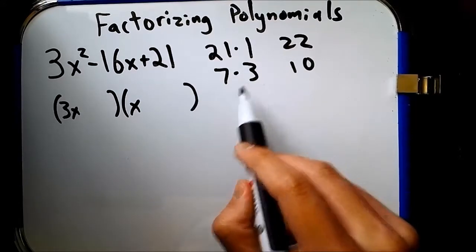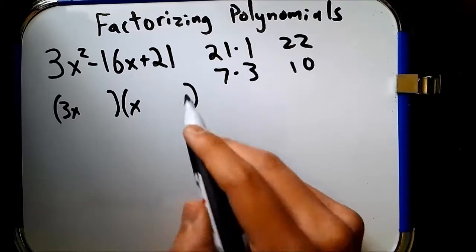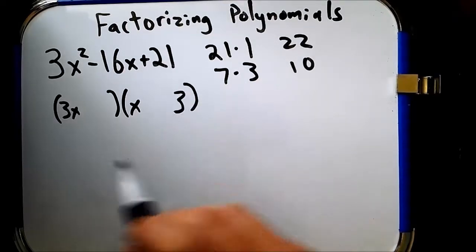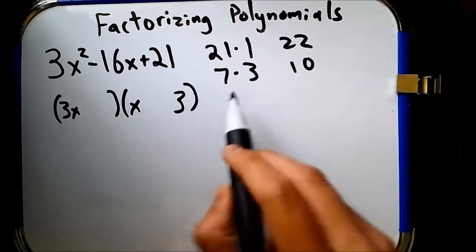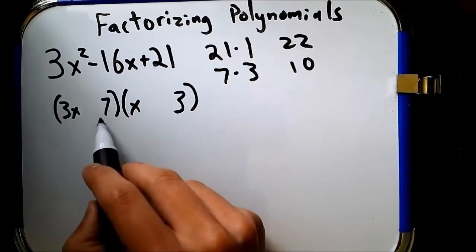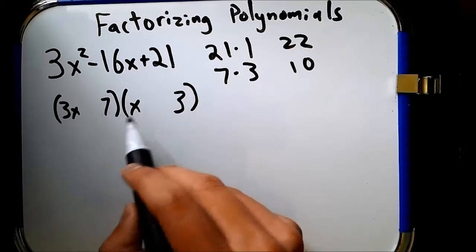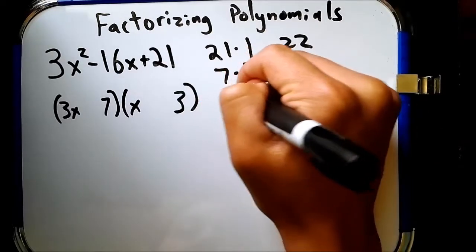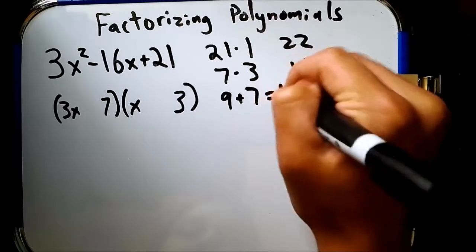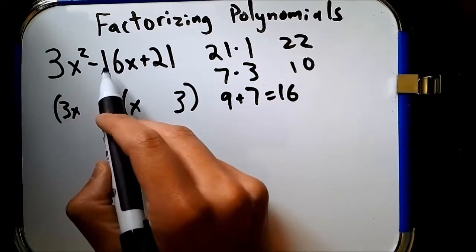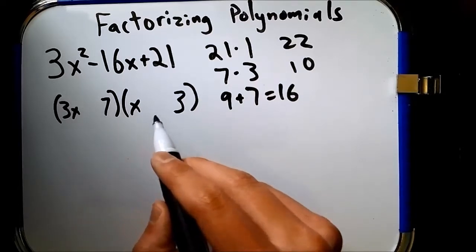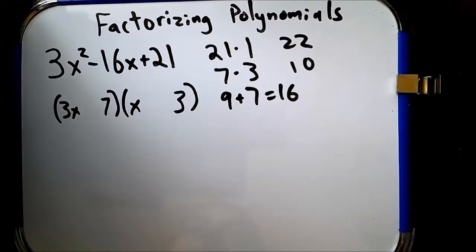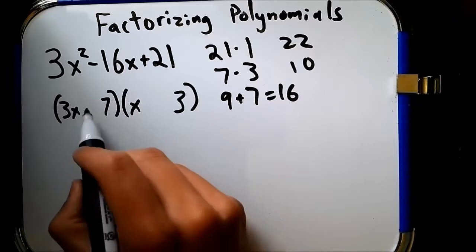If we put this 3 right here, let's try that. We would see that these two multiply to be 9, which means that we put the 7 here, and these two multiply to be 7. So 9 plus 7 equals 16, which is what we have right here. So in the last video, I used both of them as positive, but in this case, they're both not positive. In fact, they're both negative. I'll show you why.